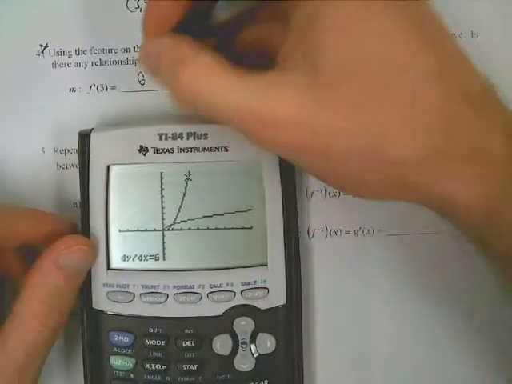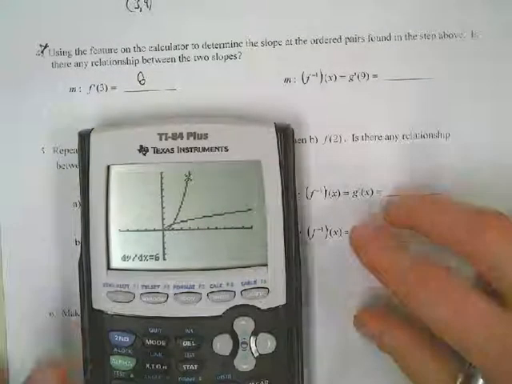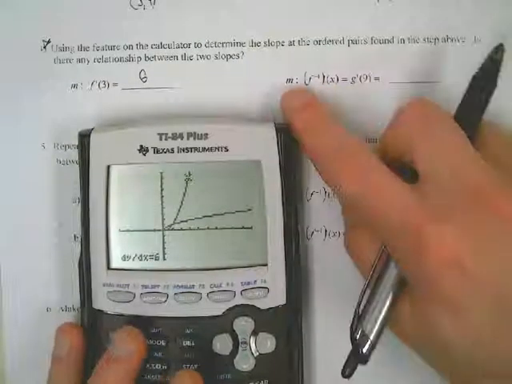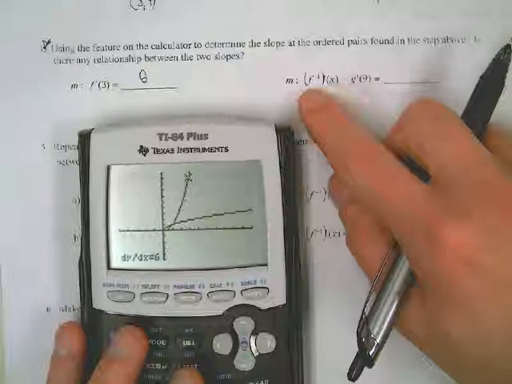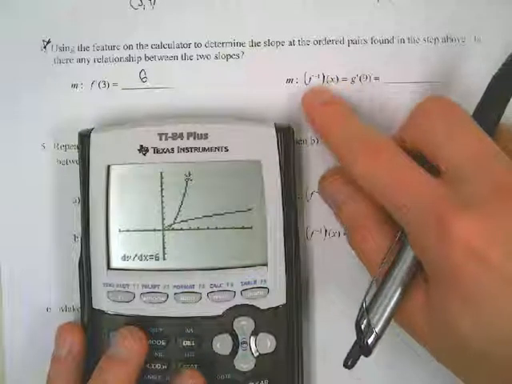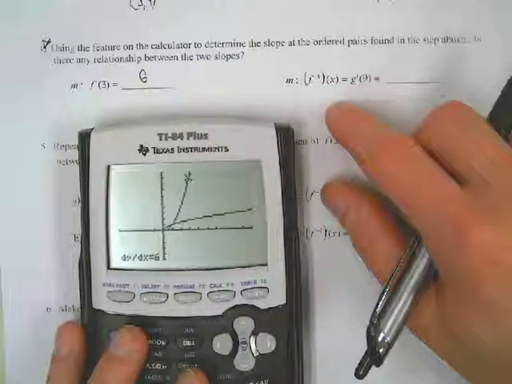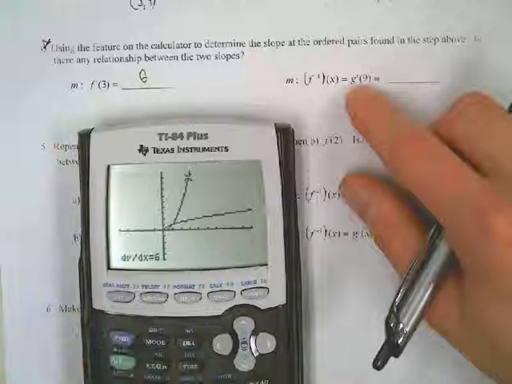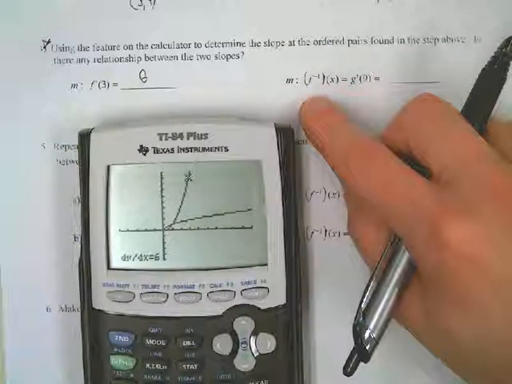Okay, of our function. Now for the next one, we want to find the slope, m, of f inverse of x. I think it's a prime there. It looks like it is. So, which is the same thing as g prime. G and f inverse, that's the same thing, right? We define g to be f inverse.